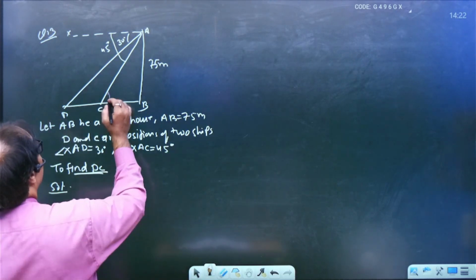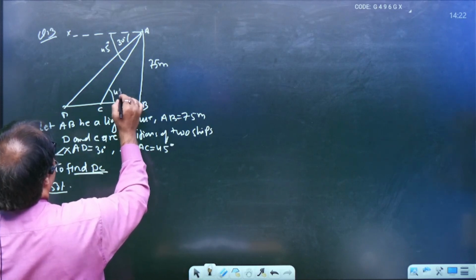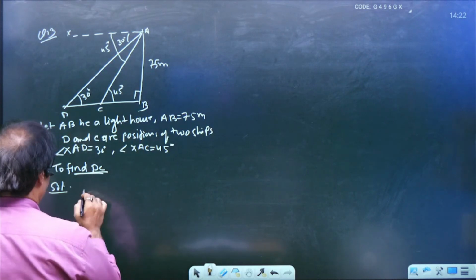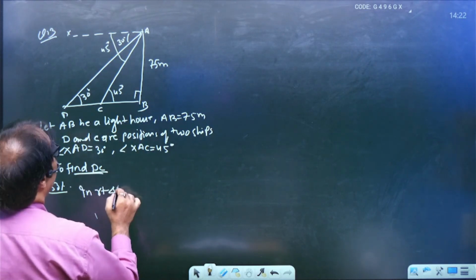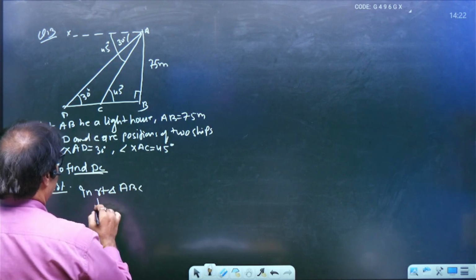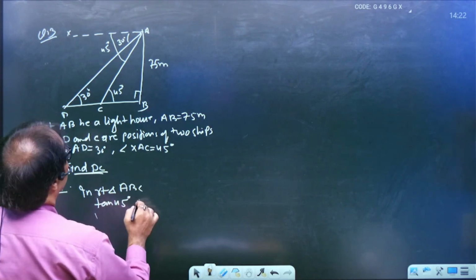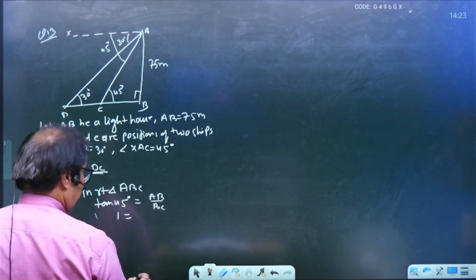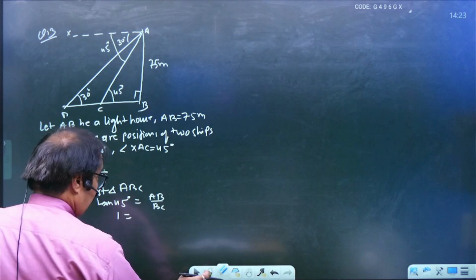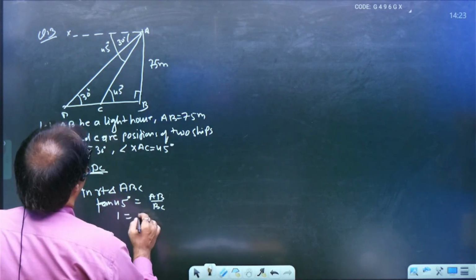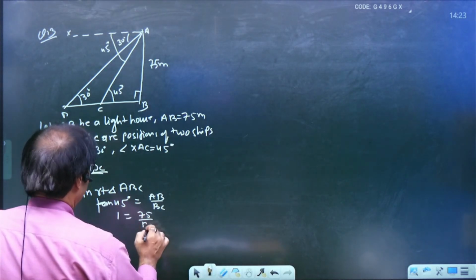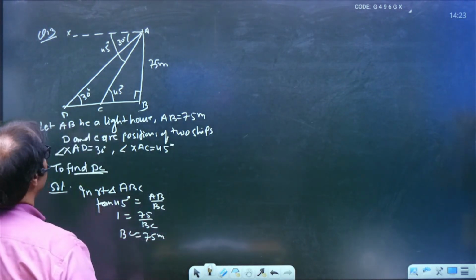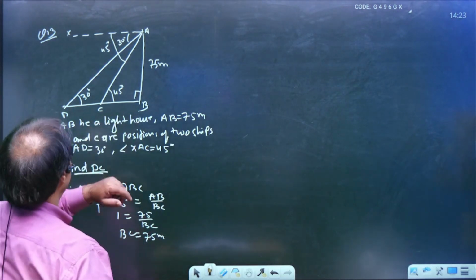First we will transfer this angle by applying the alternate angle. Then in a right triangle ABC, tangent 45 degree is equal to AB upon BC. 1 is equal to AB is 75 upon BC. So BC is also equal to 75 meter. Okay, this we got 75.